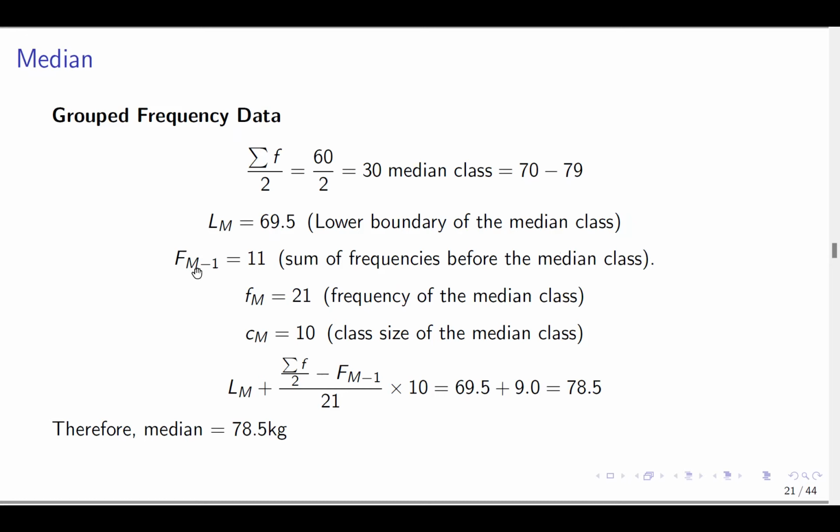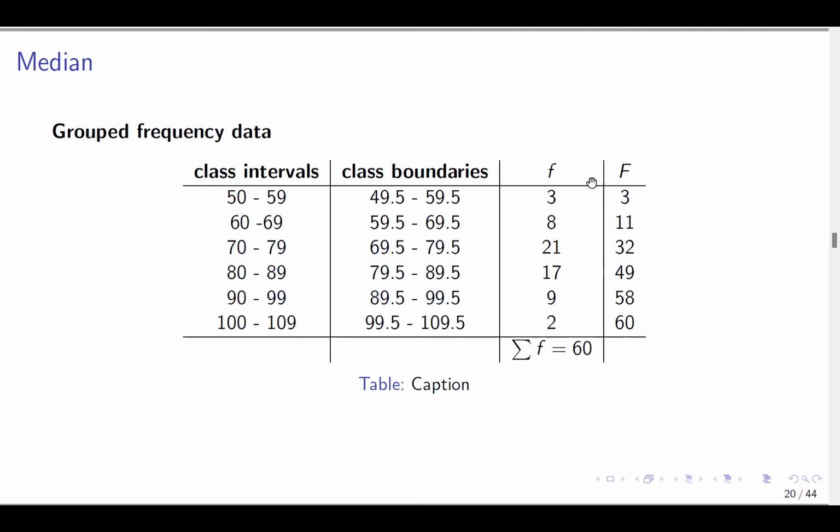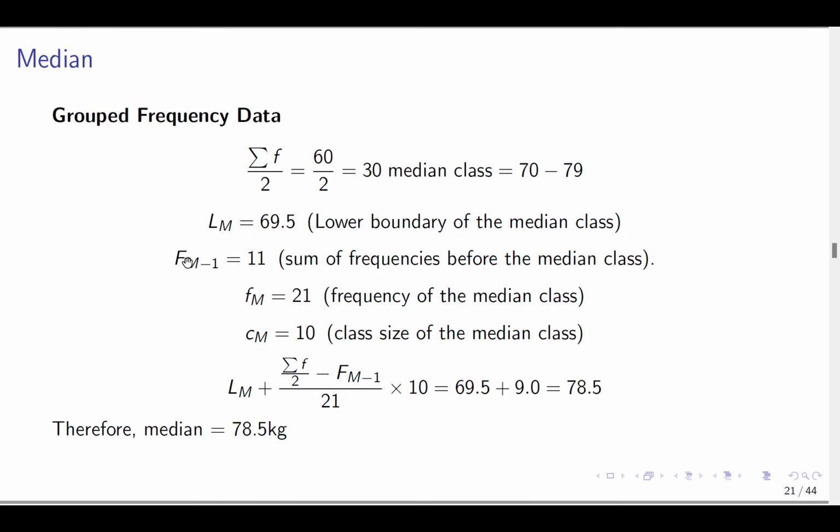Now f subscript m minus 1 is the sum of the frequencies before the median class. So you're summing all of the frequencies that exist before your median class. We are here now. This is the median class. So the frequencies before it are 8 and 3, and 8 plus 3 equals 11. So we have f subscript m minus 1 being equal to 11.